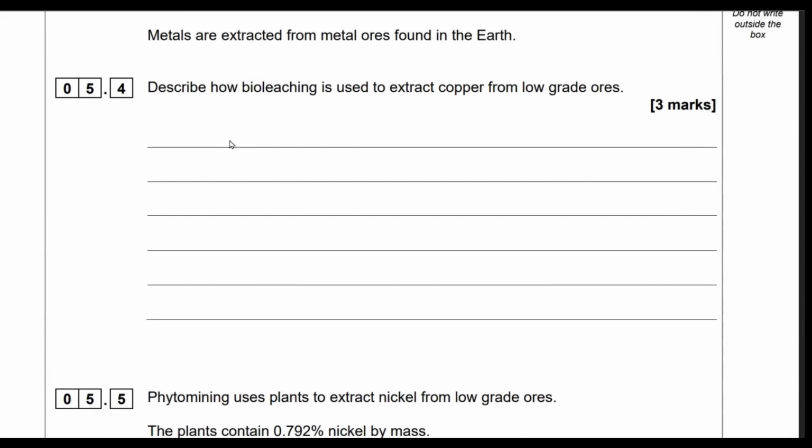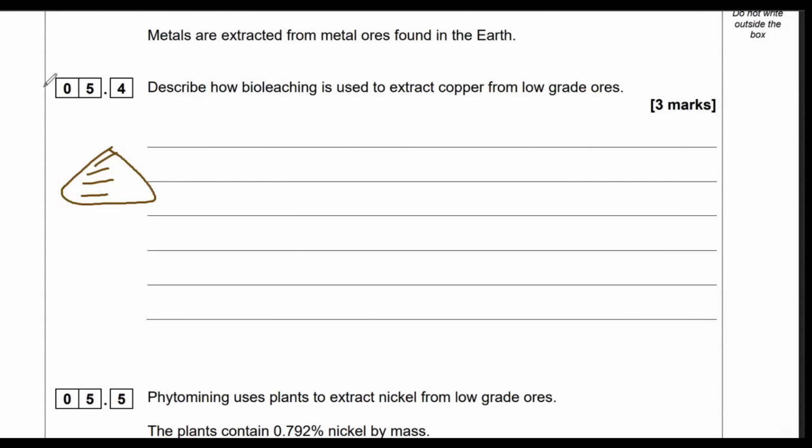Metals are extracted from metal ores found in the earth. Describe how bioleaching is used to extract copper from low-grade ores. So what's this all about? You might be like, I haven't heard of bioleaching. So bioleaching is where we have a rock. I don't know why my rock is brown, but that is our rock, our metal ore.